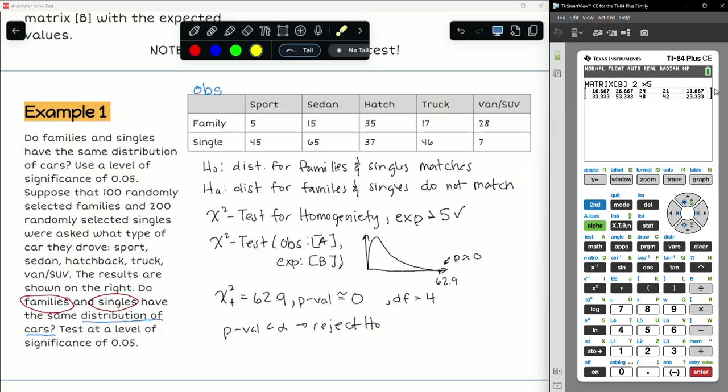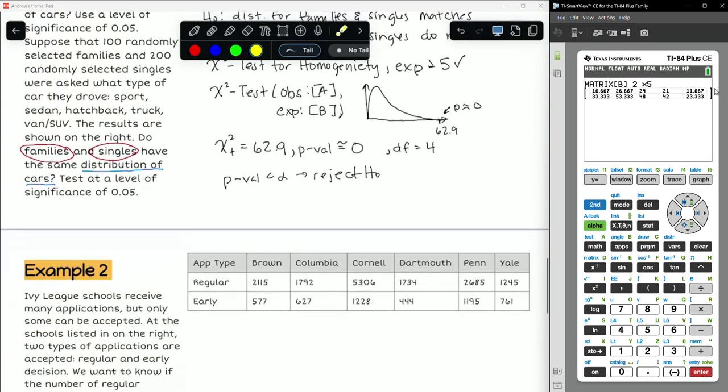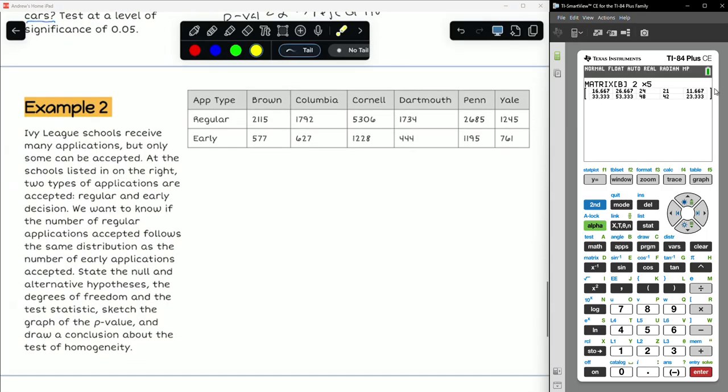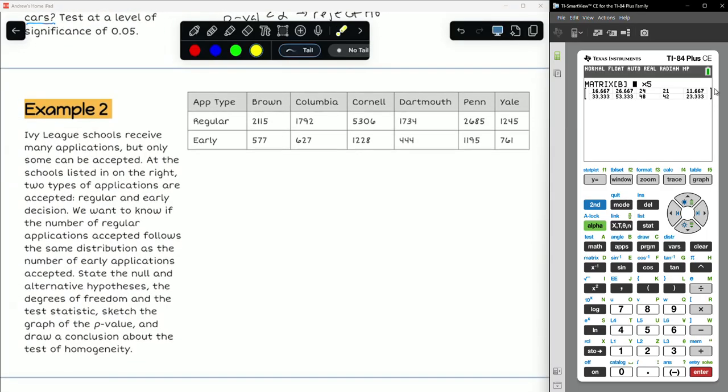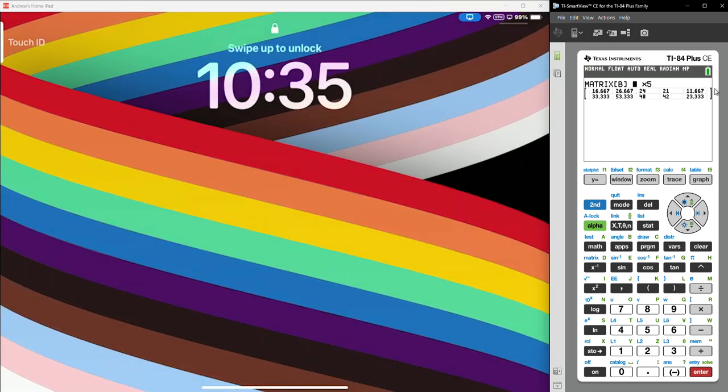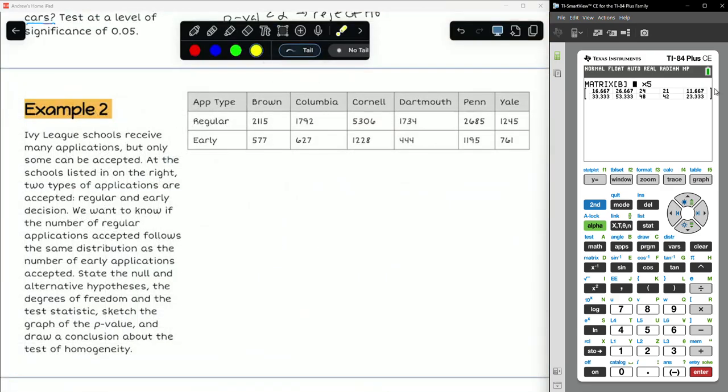Let's go ahead and try one more, make sure we've got it down. Second example says Ivy League schools receive many applications, but only some can be accepted. At the schools listed on the right, 2 types of applications are accepted, regular and early decision. We want to know if the number of regular applications accepted follows the same distribution as the number of early applications accepted. State the null and alternative hypotheses, the degrees of freedom, and the test statistic. Sketch the graph of the p-value and draw a conclusion about the test of homogeneity.